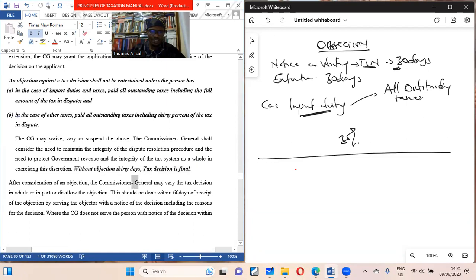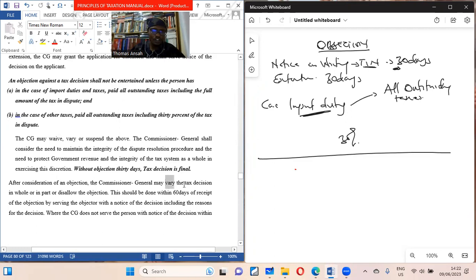The Commissioner General may vary the tax decision in whole, in part, or disallow the objection. Please bear in mind that the waiving or the varying of the suspension is to the one above, the suspension above. He can decide not to collect anything at all before he takes your case. You can write to him to vary it, or to waive it or suspend it. But concerning the main tax decision that you are objecting to, this is what he has.